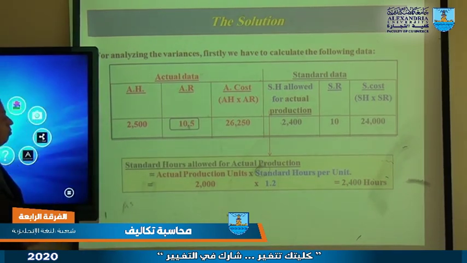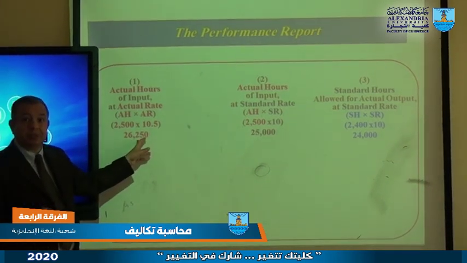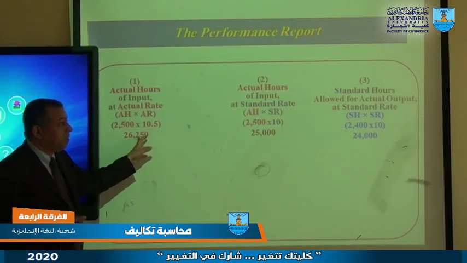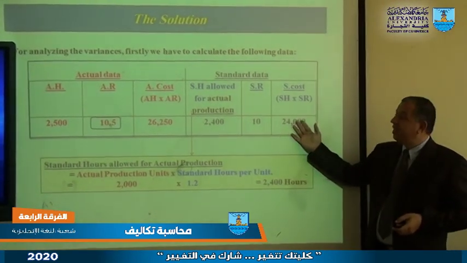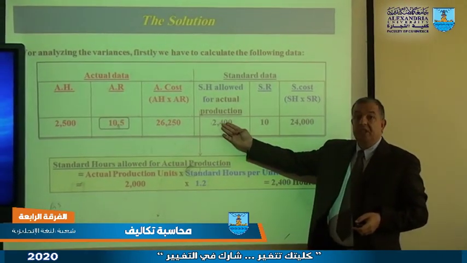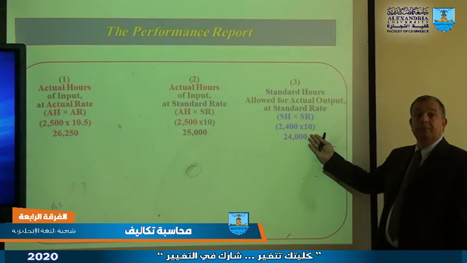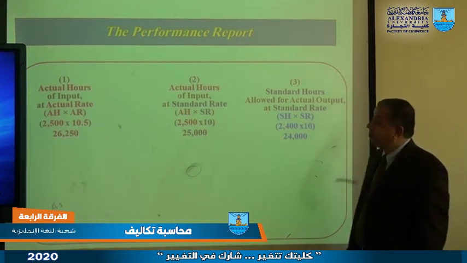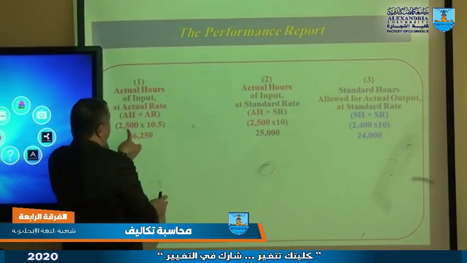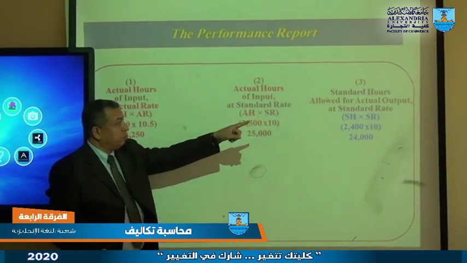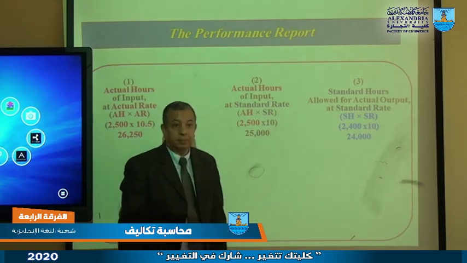What is the first part in my performance report? This is my performance report, first part. And the last part is what? It is standard. What about my standard? Standard hours, standard rate, and standard cost. What about in the middle? From number 1, I have actual hours, my actual hours, 2,500. And from standard, I will use only the standard rate.